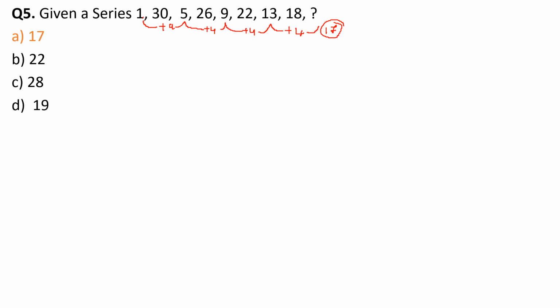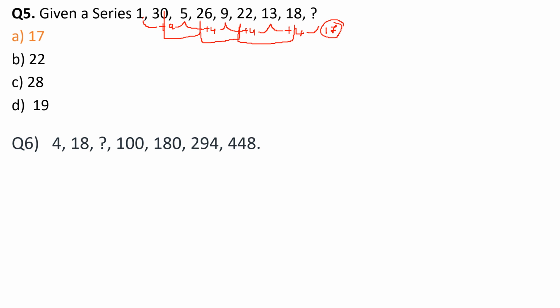So you don't have to check the other pattern. The other series will be like 30 minus 4 is 26. So this series will be 30 minus 4, 26. 26 minus 4, 22. 22 minus 4, 18. So that is the second series.